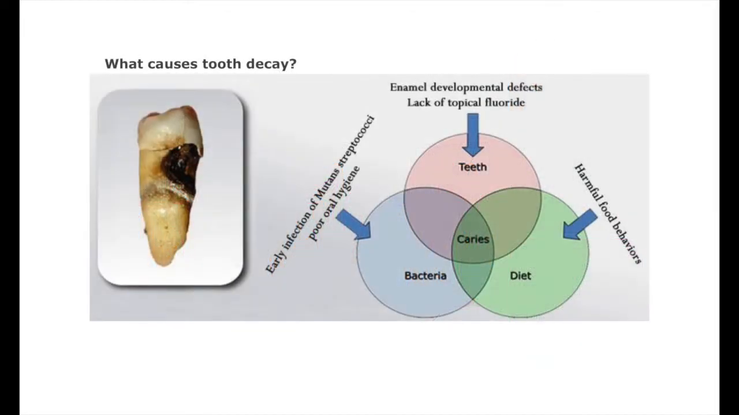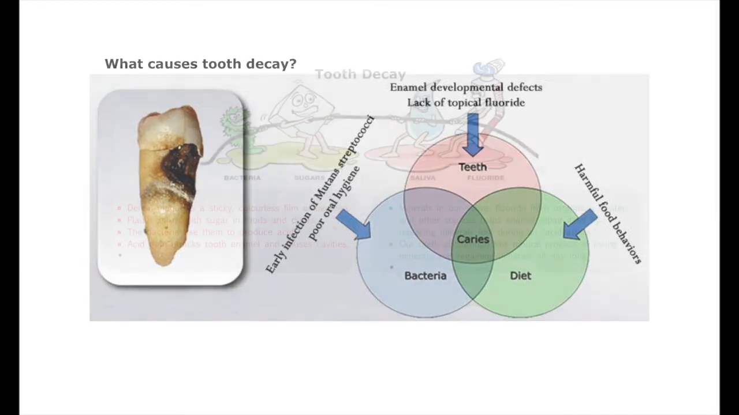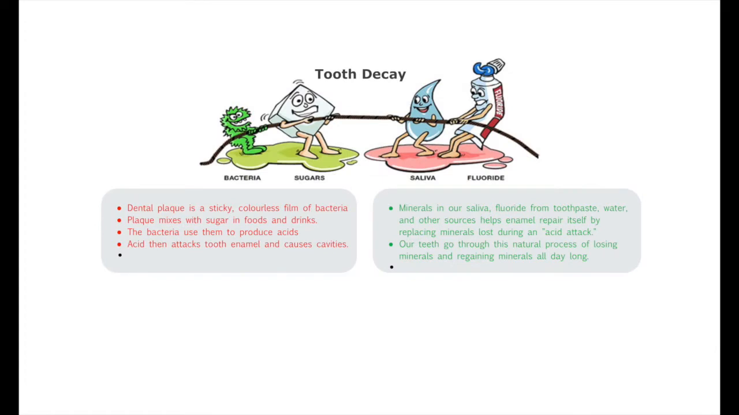Tooth decay is caused when the bacteria in our mouths turn the sugar we eat into acid. For tooth decay to occur, we require teeth, bacteria present in the mouth due to poor oral hygiene, and harmful food behaviours in our diet. This is the consumption of sugary foods and drink. A combination of all these three things create the right environment in our mouth for the process of tooth decay to occur.